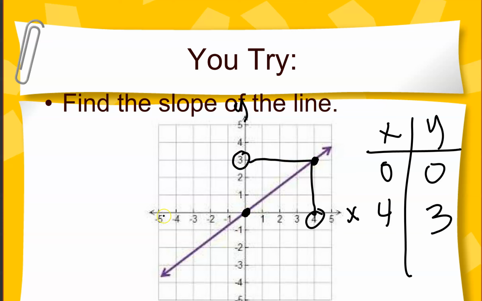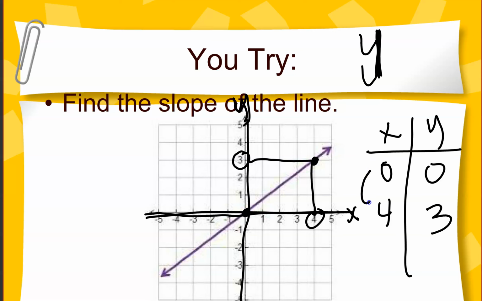Again, guys, your X is your horizontal line, left and right, and your Y, if you remember, the Y has a line going down. That's how you can remember. This is your Y. Then I'm going to find change in Y. So from 0 to 4 is plus 4. From 0 to 3 is plus 3.